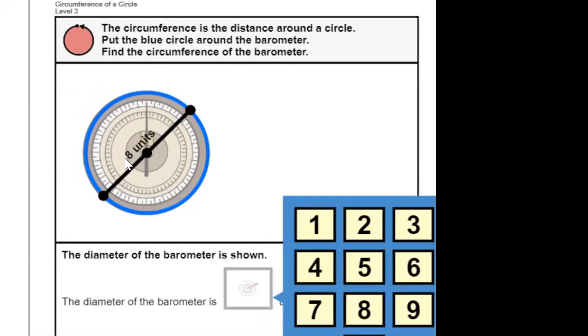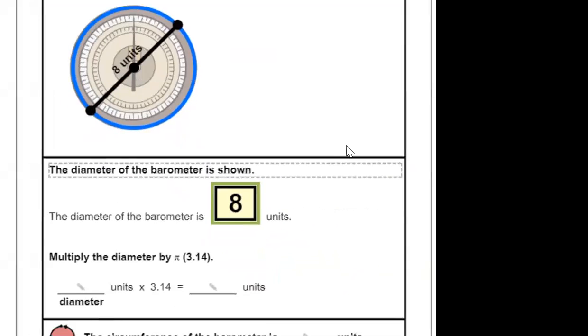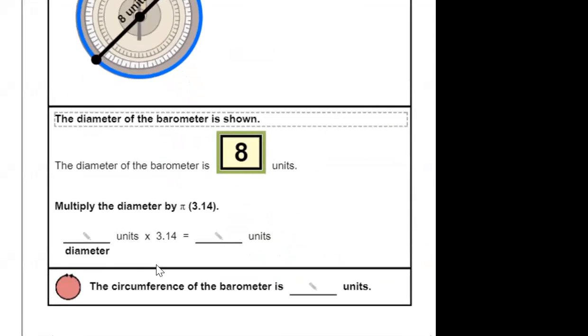Eight. Very good. So then, everyone in my room, if you have a calculator in your box, go ahead and get that out. We're going to need our calculator for this one.